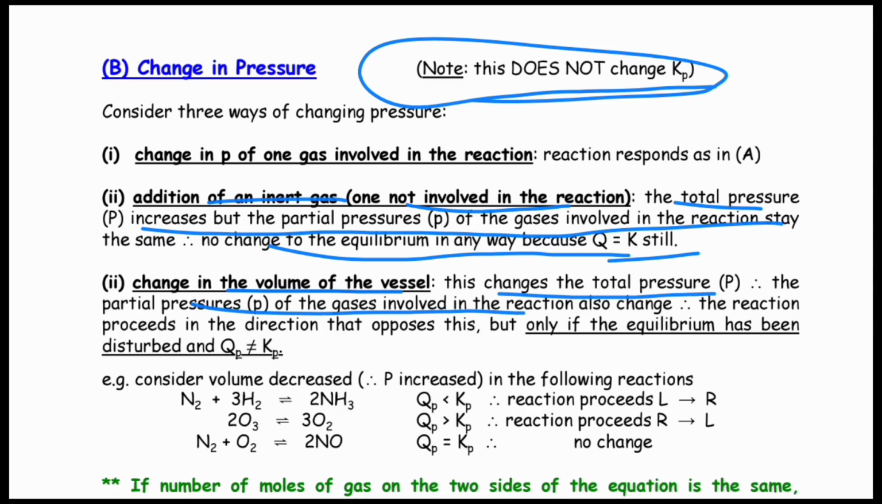The partial pressure of the gas involved in the reaction also changes. The reaction proceeds in the direction that opposes the change. Like if the volume on one side increases, like the product side, the reaction moves to the other side, okay. Only if the equilibrium has been disturbed, Qp is not equal to Kp.